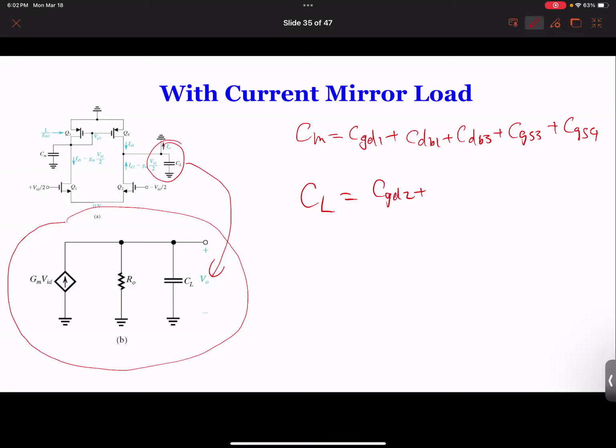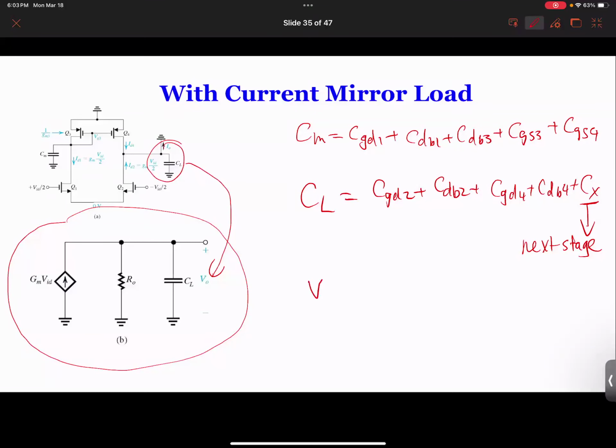They also have CL, which is written as CGD2 plus CDB2 plus CGD4 plus CDB4 plus CX. This CX is the next stage, because every stage has a capacitance, right? So in this case, once they write this, they can start to derive the gain.